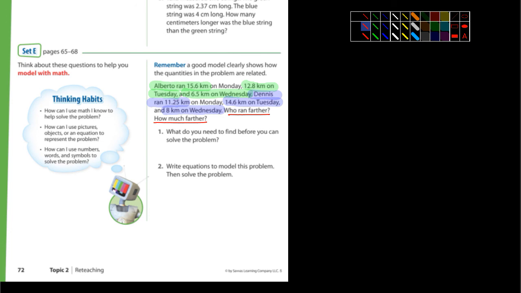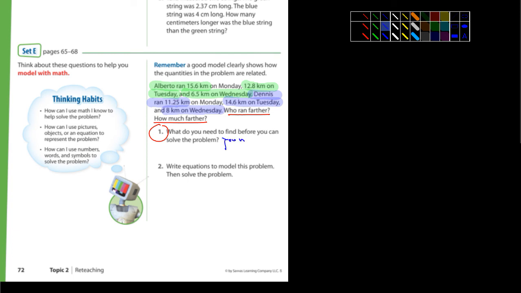And then I want you to answer this. It says, what do you need to find before you can solve the problem? Mr. Lee De La Rosa, what do you think? The whole of how many kilometers they run. Yeah, you need to find, and I'll go ahead and write that down for you, and you guys can copy it, but rephrase it if you want.